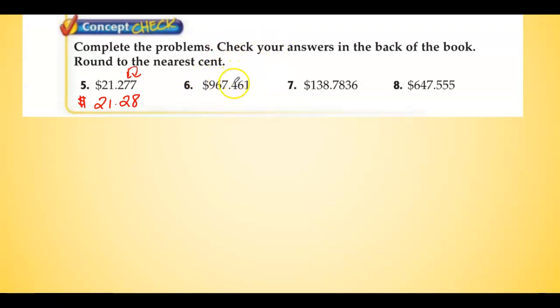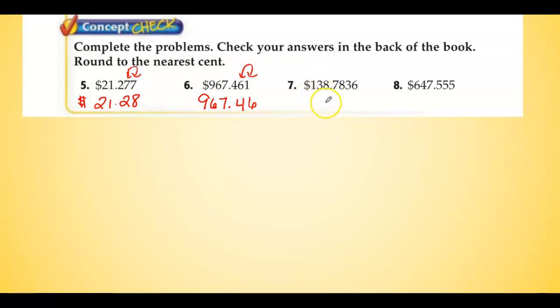So again, I'm looking at 1, 2 after, so it'd be the 6. I look at the 1. So then the answer would be 967. There's my decimal, 0.46. I would just leave that the same. It would not be changing at all. It would just be leaving it the same.